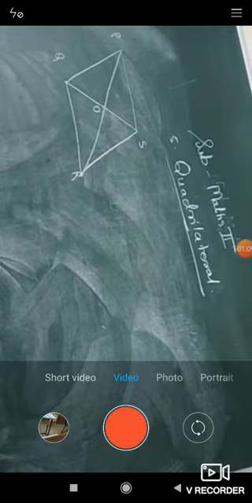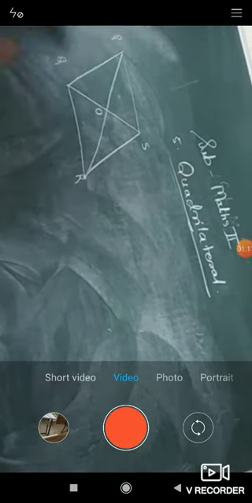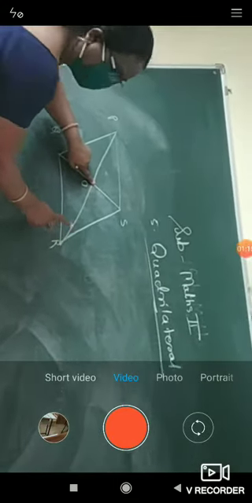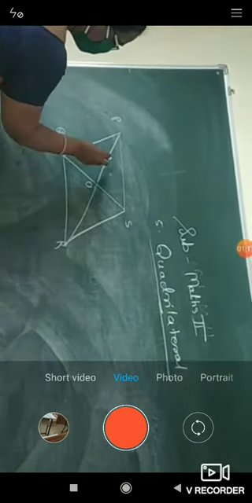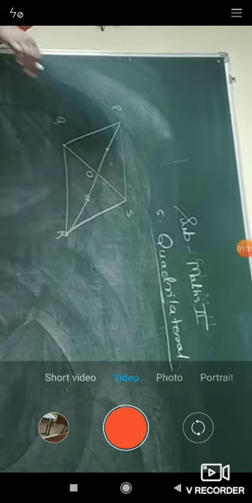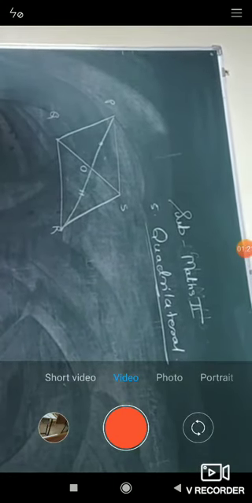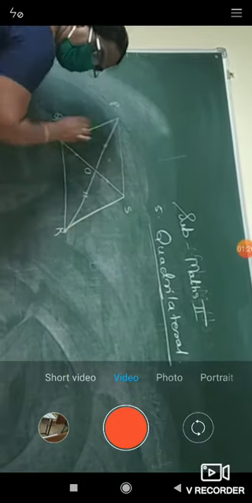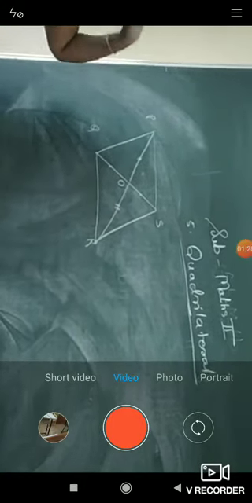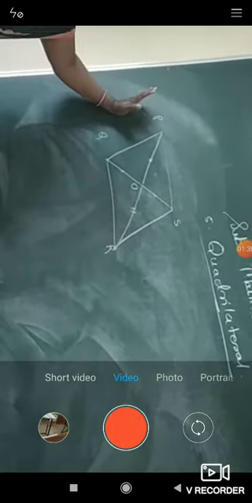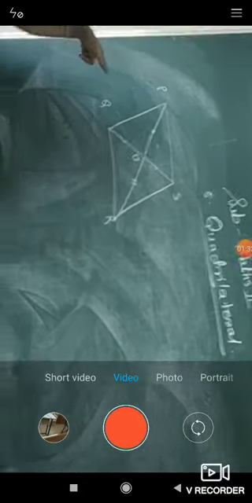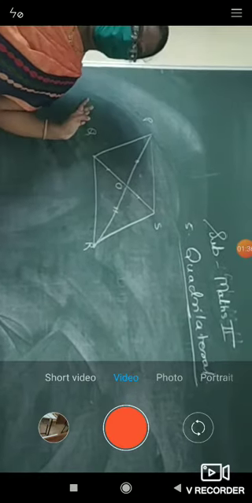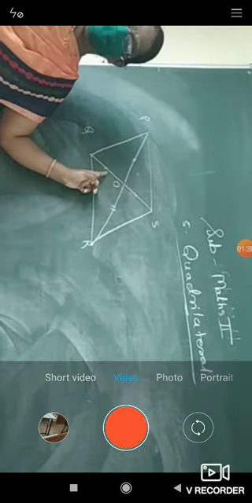So by using the divider, you have to check the OP distance, and is it the same as OR? This distance is the same. If you don't have a divider, see at home. And then how much is the distance of OQ? The same distance is OS. Okay, this is the property, which means the diagonals of a parallelogram bisect each other. That property we are studying now.